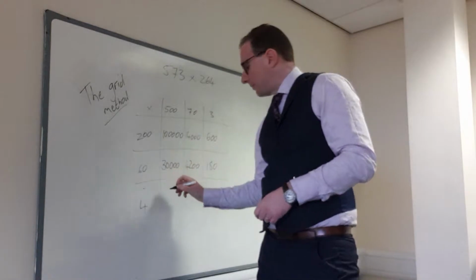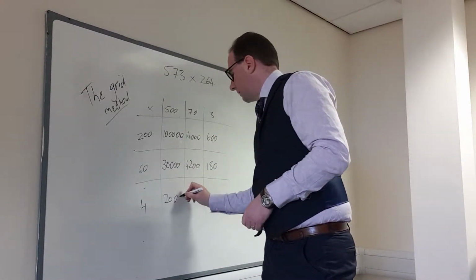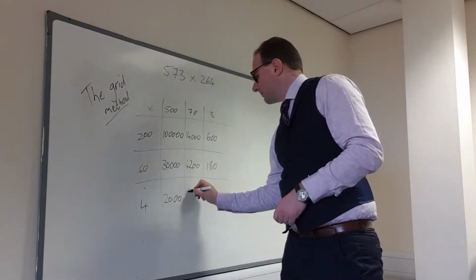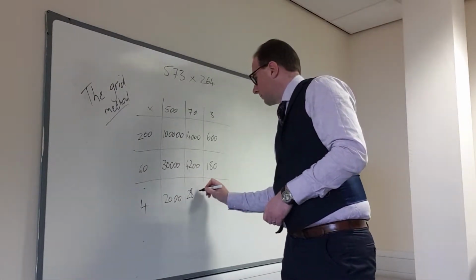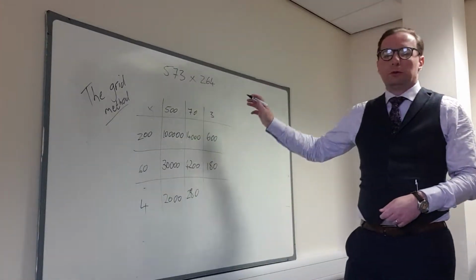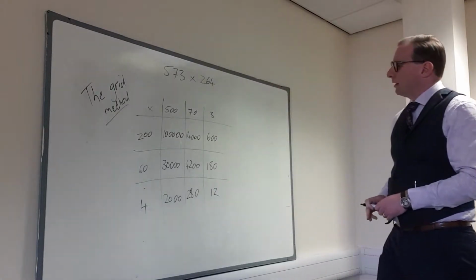4 multiplied by 5, which is 20, with your 2 zeros taken from there. 4 multiplied by 7, 28, with 1 zero taken from there. 4 multiplied by 3, which leaves you 12 in the bottom corner.